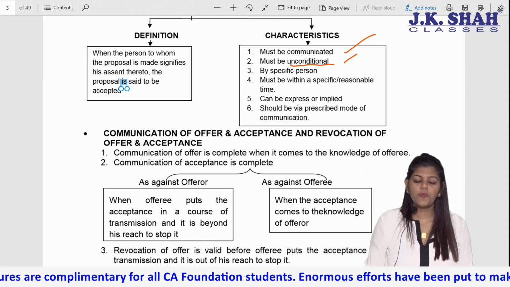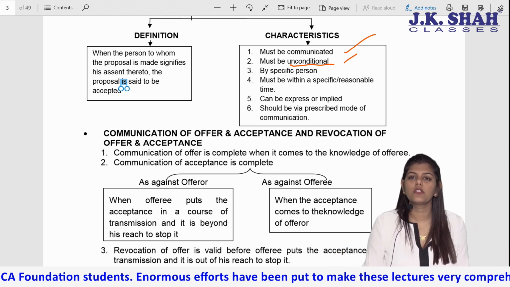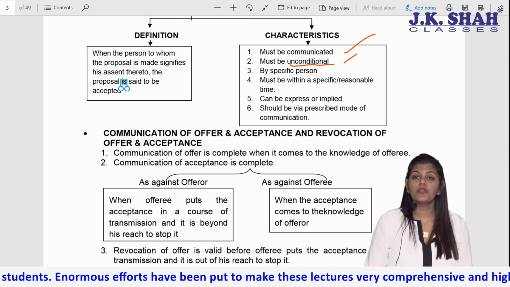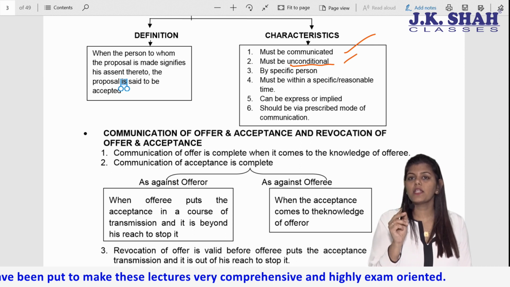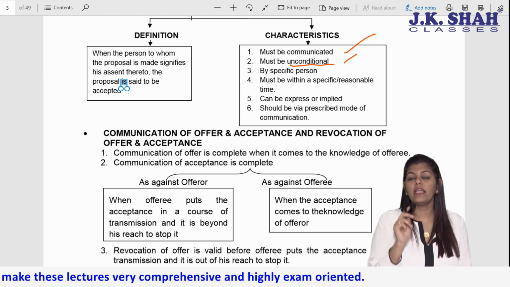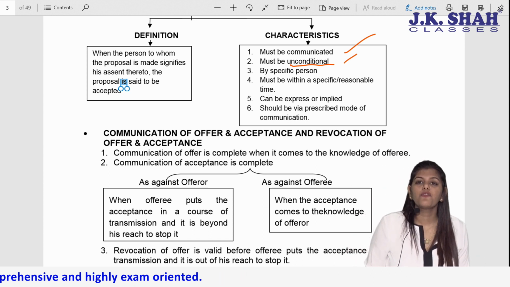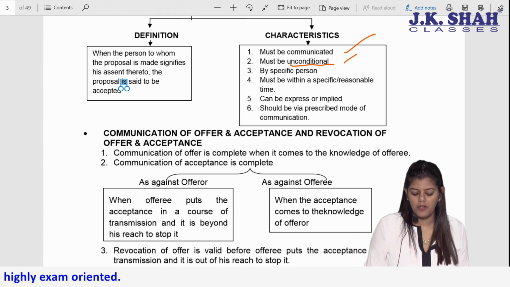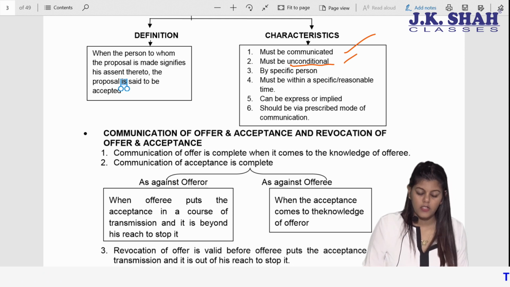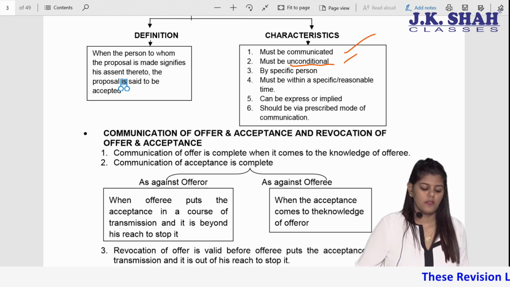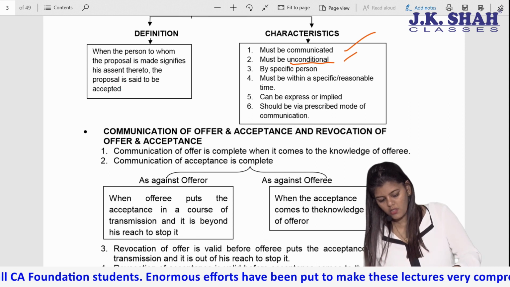It can be express or implied. Either you can speak or you can show me by your actions. And lastly, it should be via the prescribed mode. If I tell you, whatever your answer, if you are accepting it, please send me an email only, so this is the mode which I have prescribed. So you have to send me your answer via email. So prescribed mode. Those are the characteristics. So this is your acceptance.